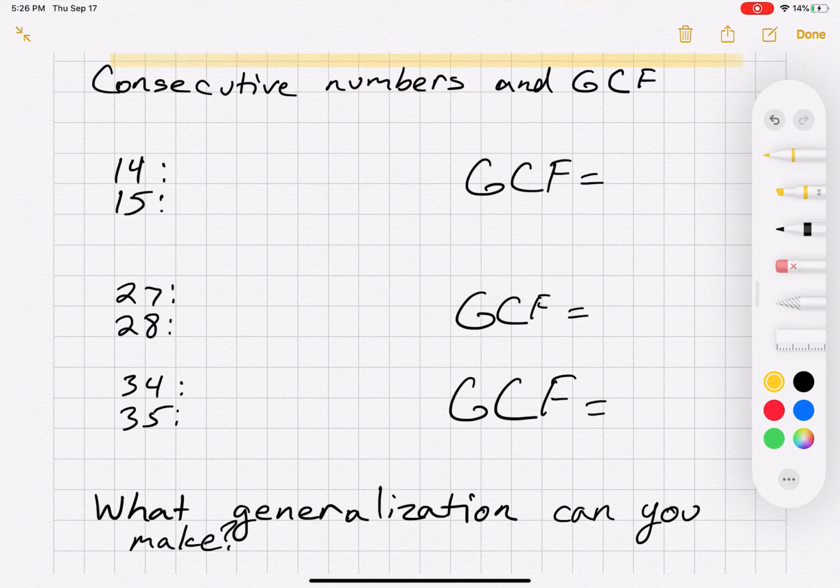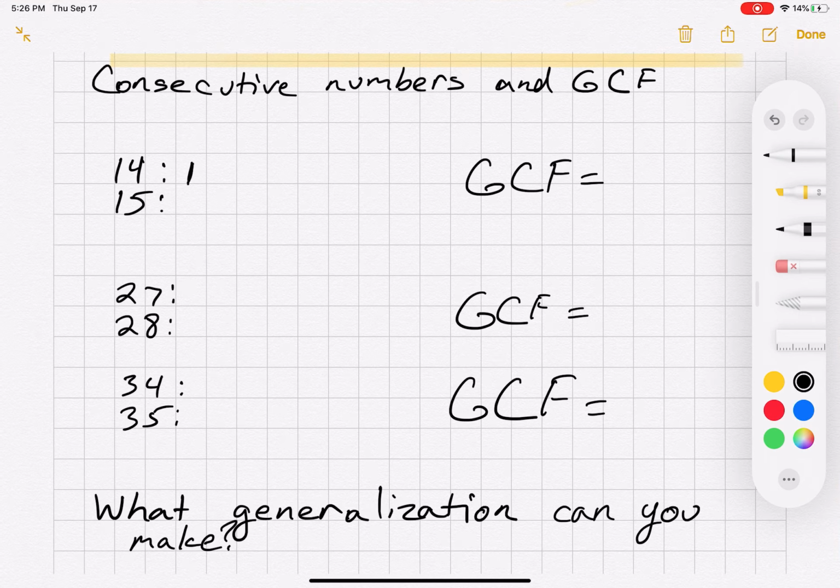Okay, so now we are going to make a generalization based on consecutive numbers and the greatest common factor. So we're going to make a generalization that we can kind of say is a rule if we tested it enough. All right, first we're going to look at 14.